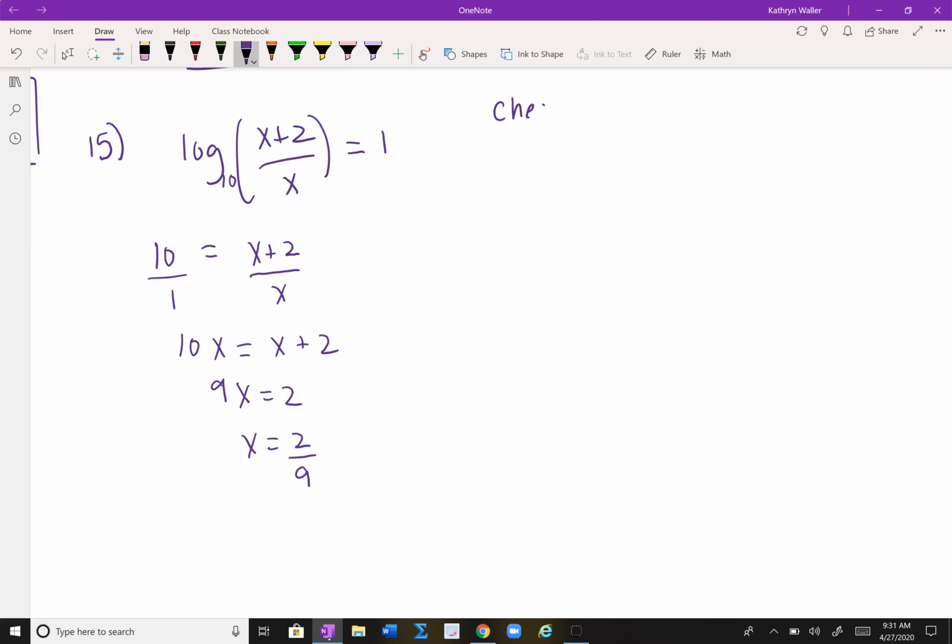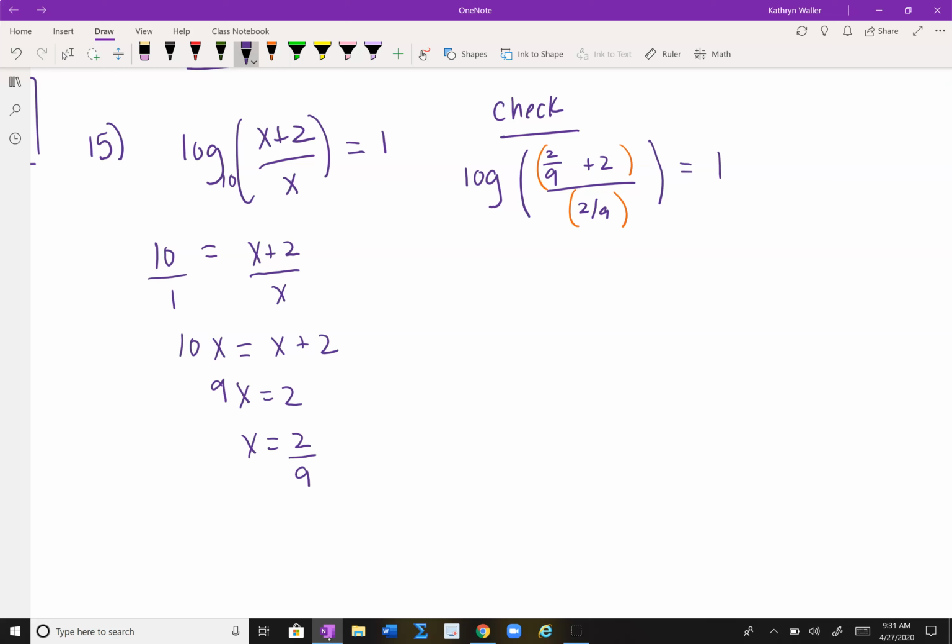I am required to check because it was given in log. You always check from the original. So it's the log of 2/9 plus 2 divided by 2/9 equals 1. Okay, this is a little tricky to put in. The only reason it's tricky is because you have to add parentheses around the top and around the bottom.